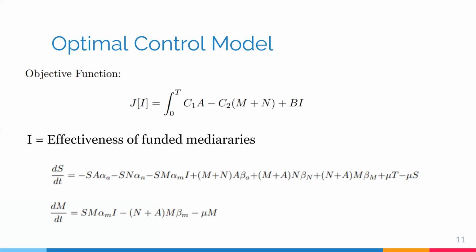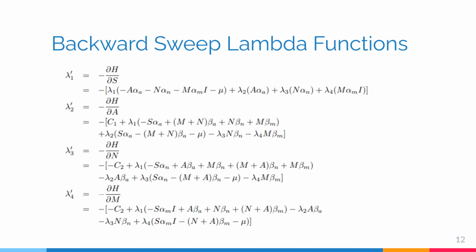Shown below is how the monetary injections will affect the previous equations, allowing for us to control the speed at which susceptible individuals are influenced by mediation favoring individuals. To determine our optimal control, we use Pontryagin's maximum principle to derive conditions for our optimal control and corresponding states. Shown are lambda functions that are adjoint functions corresponding to S, A, N, and M respectively. Using these functions, we're able to solve backwards in time to find our control variable I.